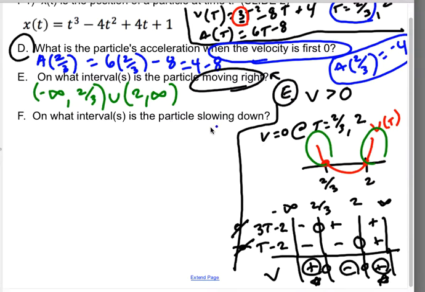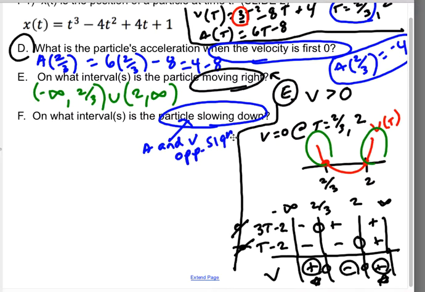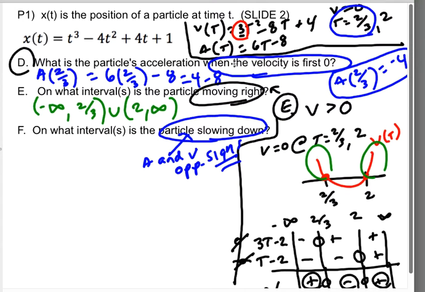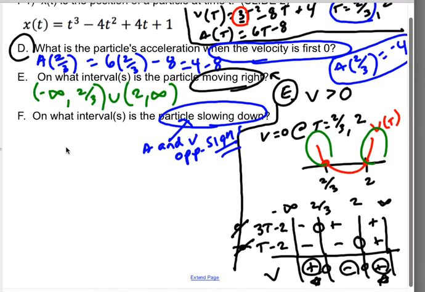Last question, I'm asked when the particle is slowing down. What I want to communicate is that I understand that A and V have opposite signs. That's what matters. That's what slowing down means. I need to communicate that information. So I already found a sign chart for V. I need to go ahead and find my value for A. And if you go up, A of t is 6t minus 8.